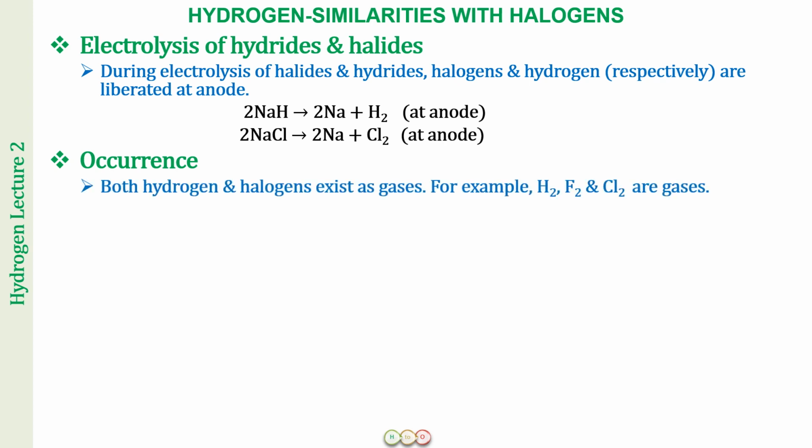The next similarity is in the occurrence of the physical nature of these elements. What we see is that both hydrogen and halogens exist as gases. For example, hydrogen, chlorine, fluorine, they are all gases at room temperature.